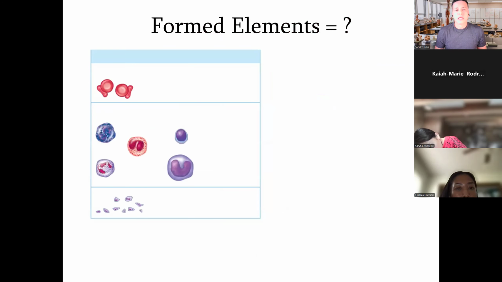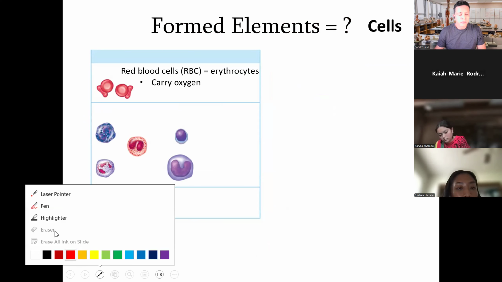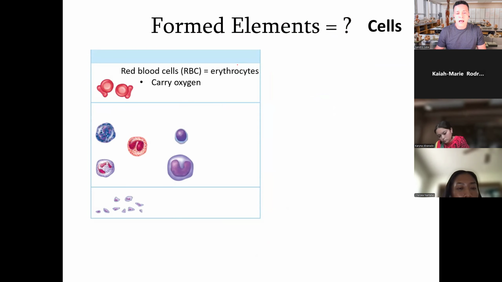Now let's take a closer look at the formed elements, the blood cells, and see what they do. What is the main function of each one of them? The red blood cells' main function is to carry oxygen gas and distribute the gas throughout the entire body. The red blood cells are also called the erythrocytes. Erythro means red. Cyte means cell. So these are the red blood cells.